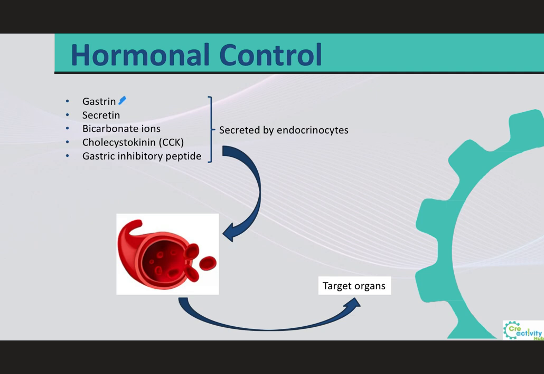Now, these GI hormones are secreted by specialized epithelial cells that are called endocrinocytes, which are going to be located in the mucosal epithelium of the stomach and small intestine. Now, these hormones then will enter the bloodstream, through which they can reach their target organs. Of course, there are several other hormones which we will talk about when we get to the specific organs, but this is just for you to see how the hormones will be able to influence the digestive process.